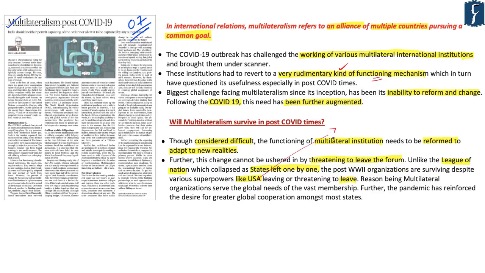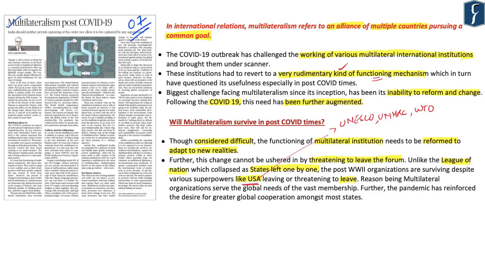If you are following the news, you already know that the USA has left UNESCO and UNHRC. It is threatening to leave the World Health Organization. It was blocking the appointment of judges in the WTO. The USA has also withdrawn NATO from WTO, and so on and so forth.